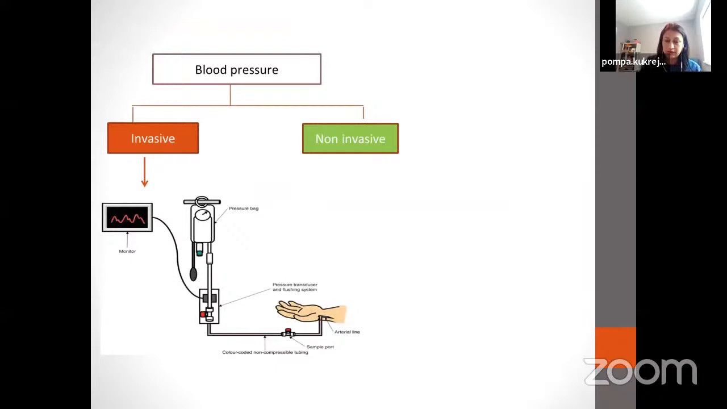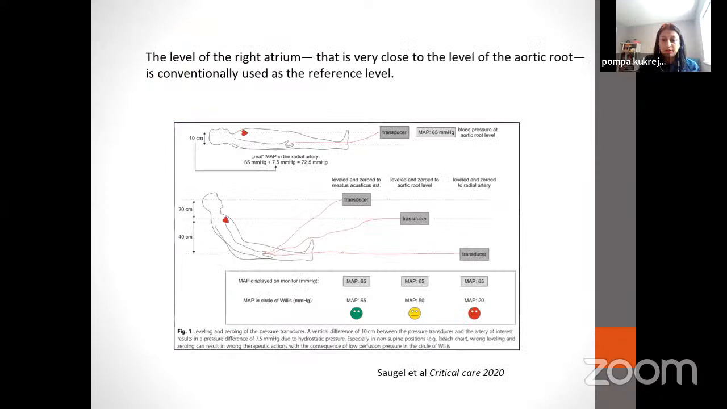Now, coming to invasive monitoring, you put in an arterial catheter with a non-compliant tubing, which is connected to a transducer, and the transducer converts the physical signal into electrical signals. The important thing in this is the level of the phlebostatic axis and basically the referencing. The phlebostatic axis, which is actually the level of the right atrium, is very close to the level of the aortic root, and this is used as a reference point.